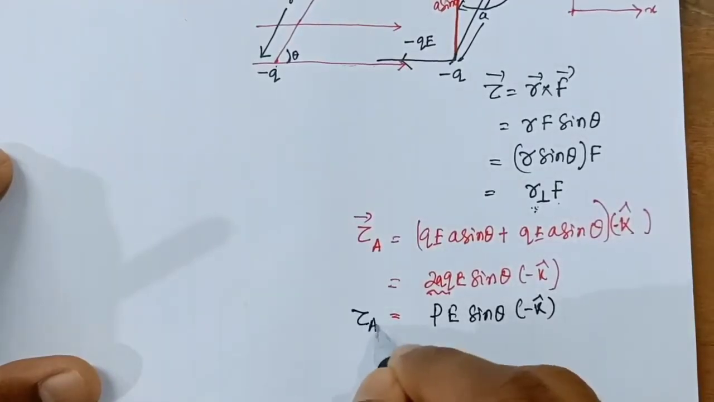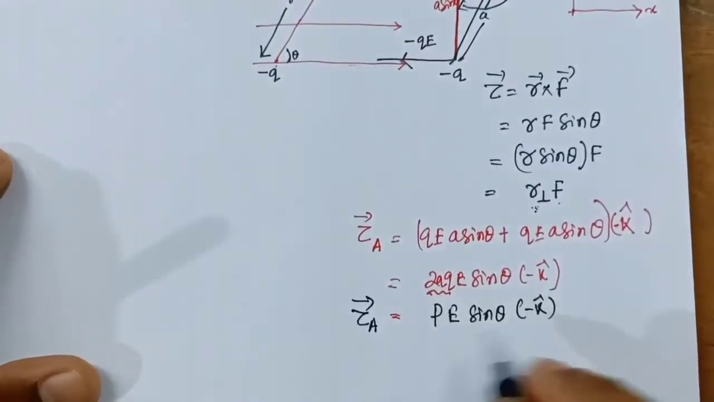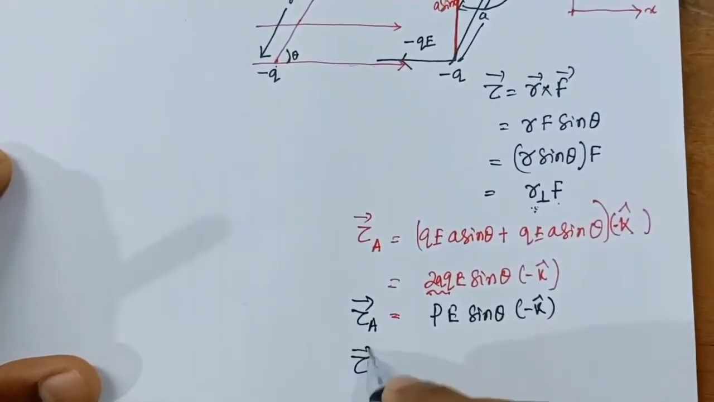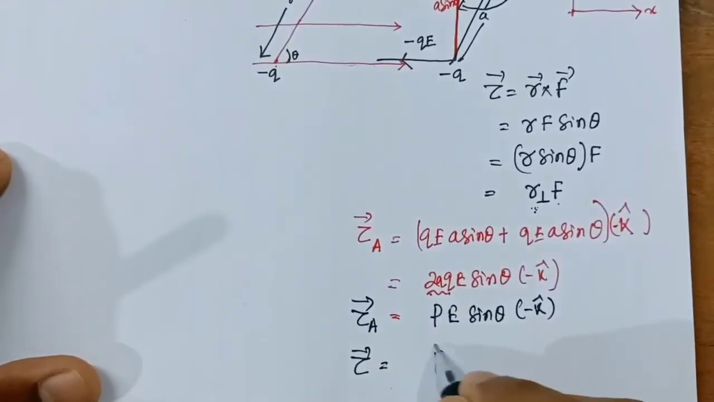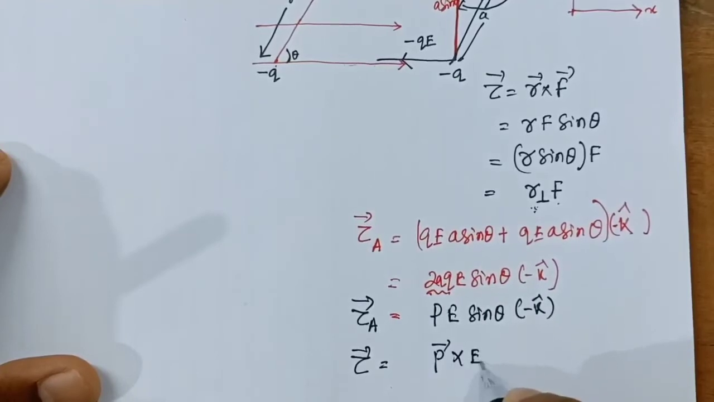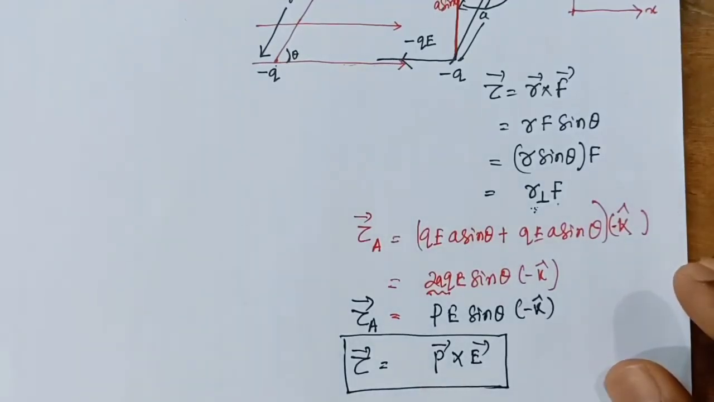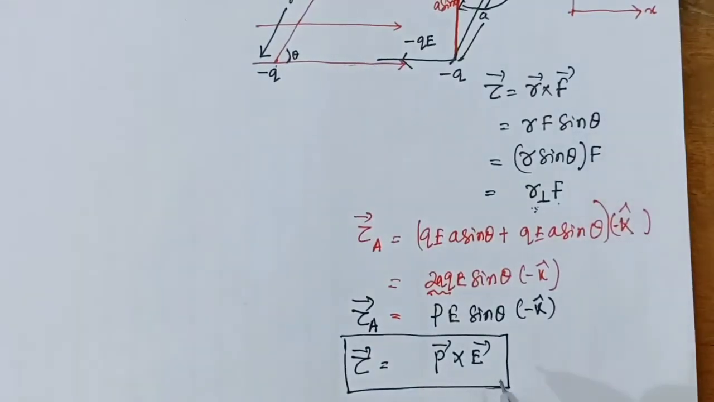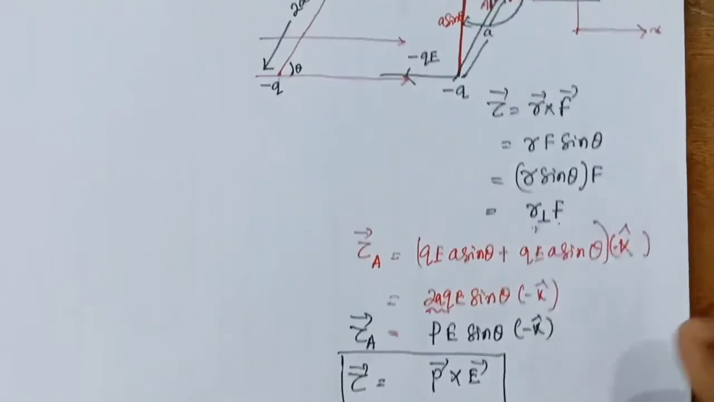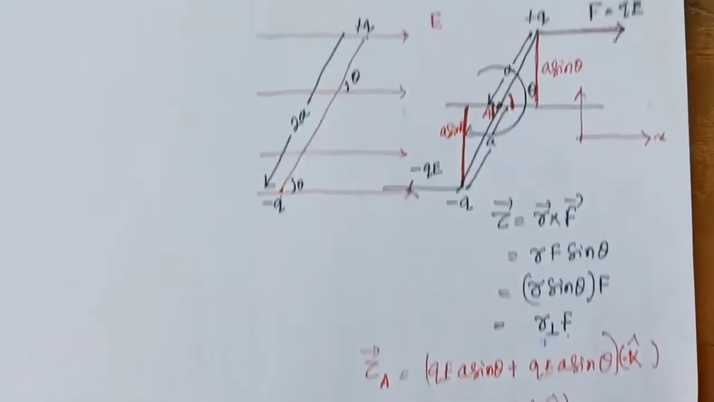So the torque about the point A is P sin theta. So the torque is nothing but P cross E. This is the basic definition. A student must keep in mind what torque is experienced. The expression of the torque is PE sin theta when a dipole is placed in a uniform electric field.